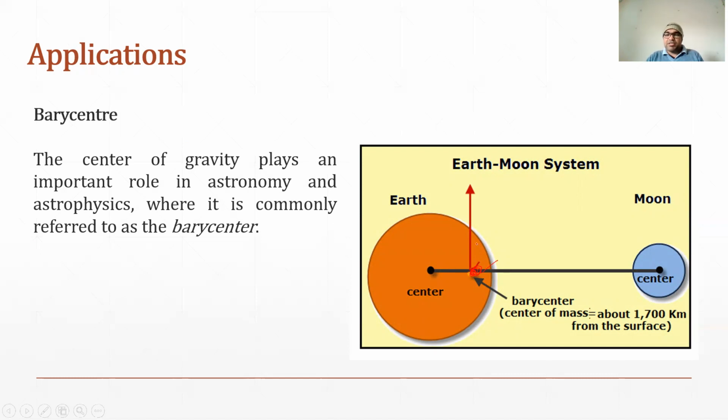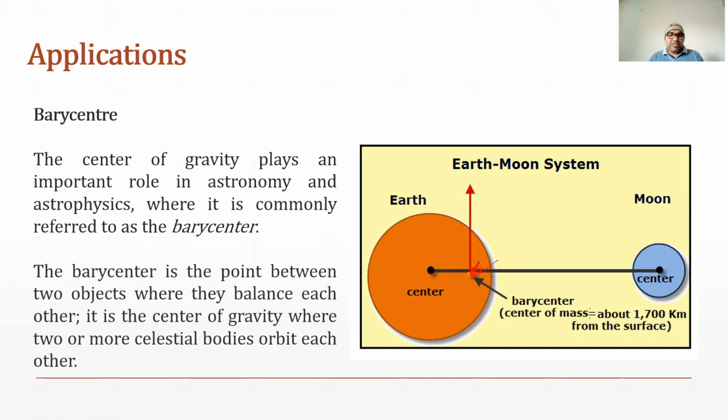So that is one application of the CG. As I said, the barycenter is the point between two objects where they balance each other, and it is actually the center of gravity where two or more celestial bodies orbit each other. Similarly, if we take the example of Sun and Jupiter, they also rotate about a common point, and that common point is near the sun, near the sun surface, and this point is known as the barycenter.